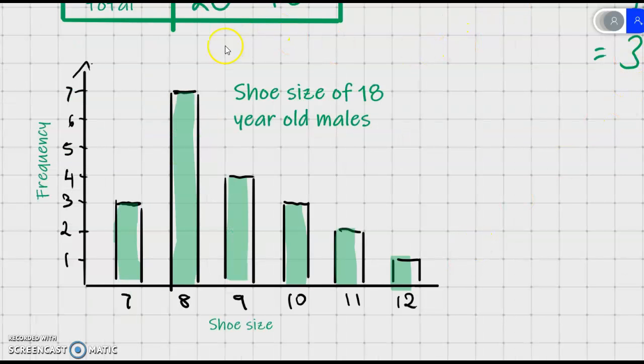Okay, looking at the table very quickly, I want to draw your attention to this tallest bar for size 8. That's what we'd call the mode. It's the most common shoe size. It's the most common variable in this set of data. You might be asked to identify the mode in some of your questions in today's exercise.